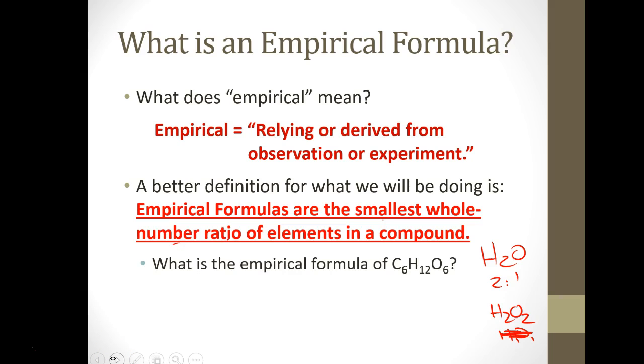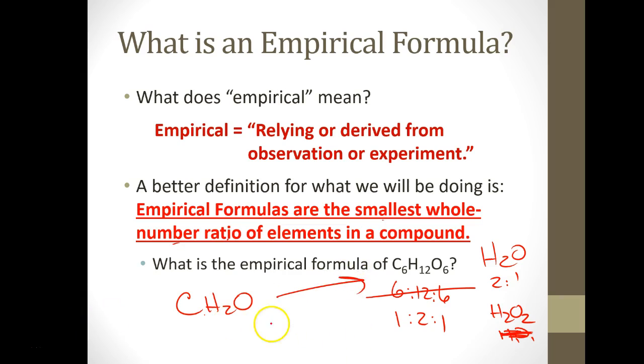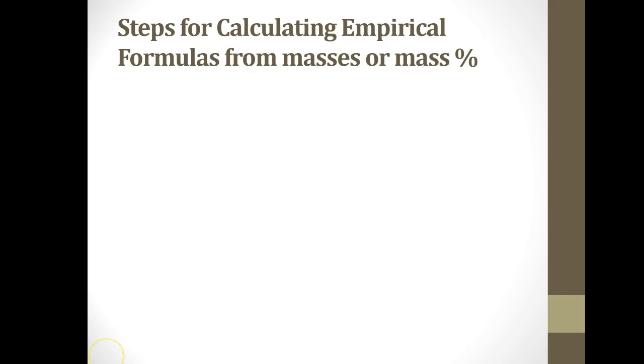So what is the empirical formula of C6H12O6? Well, that's not the smallest ratio, 6 to 12 to 6. The smallest ratio would be to divide all of that by 6, where it's 1 to 2 to 1. So the empirical formula would be CH2O. Remember, ones are understood. So that's an empirical formula. It is the smallest whole number ratio of elements in a compound.